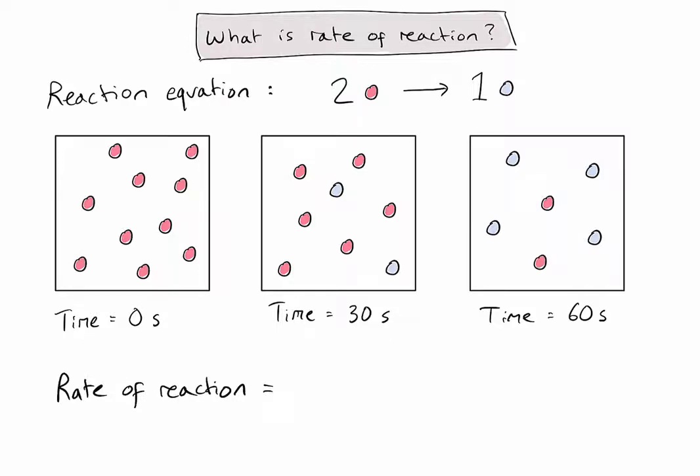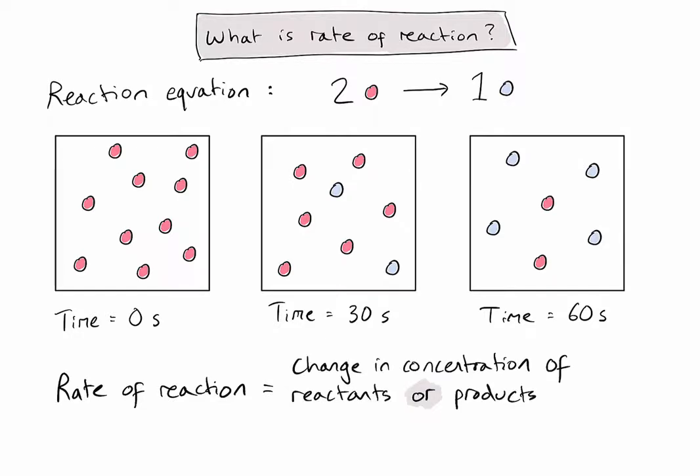The first thing I'm going to consider is how the concentration of my red particles has decreased, or how the concentration of my blue particles has increased. It's valid to use either of those changes in concentration because we have a balanced reaction equation, which means if I know how many of one thing are disappearing, I can work out how many of the other thing are appearing over that same period of time. The second variable I need to measure is the time.